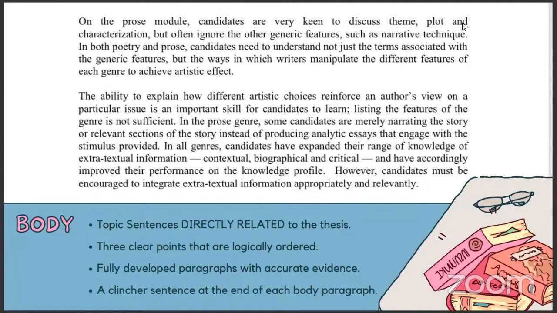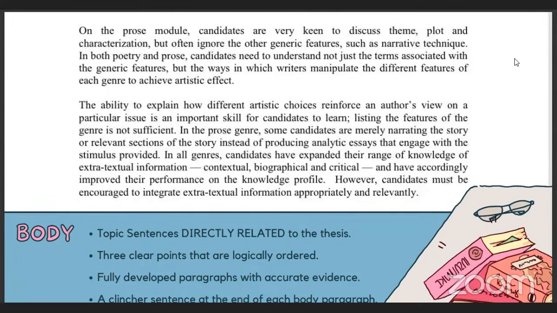On the Prose module, candidates are very keen to discuss theme, plot, and characterization, but often ignore the other generic features, such as narrative technique. In both poetry and prose, candidates need to understand not just the terms associated with the generic features, but the ways in which writers manipulate the different features of each genre to achieve artistic effect. The ability to explain how artistic choices reinforce an author's view on a particular issue is an important skill for candidates to learn. Listing the features of the genre is not sufficient.